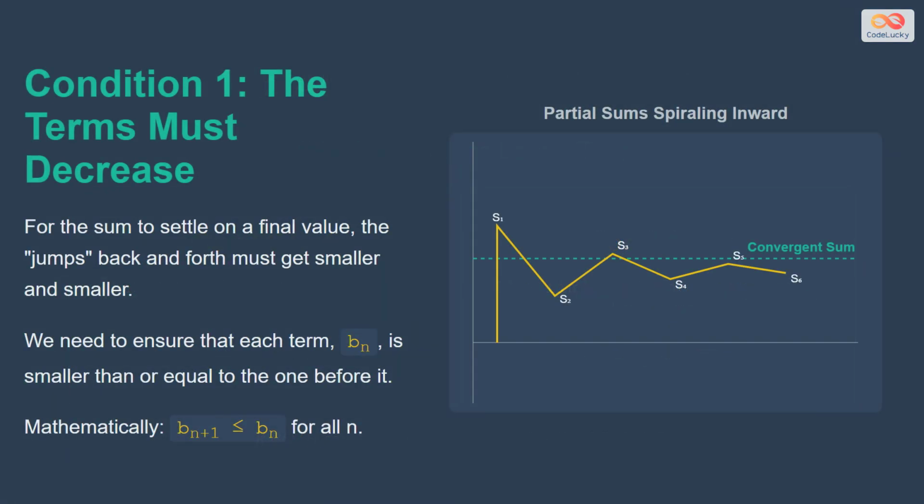Let's break down the first condition. The positive part of each term, b_n, must be smaller than, or at least equal to, the term that came before it. This means the jumps in our sum are getting smaller over time. This is what allows the sum to eventually settle down rather than oscillating wildly.